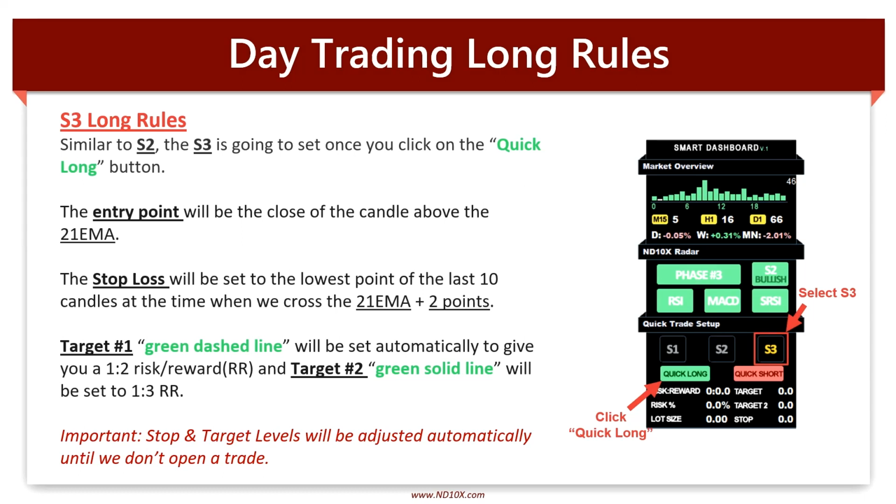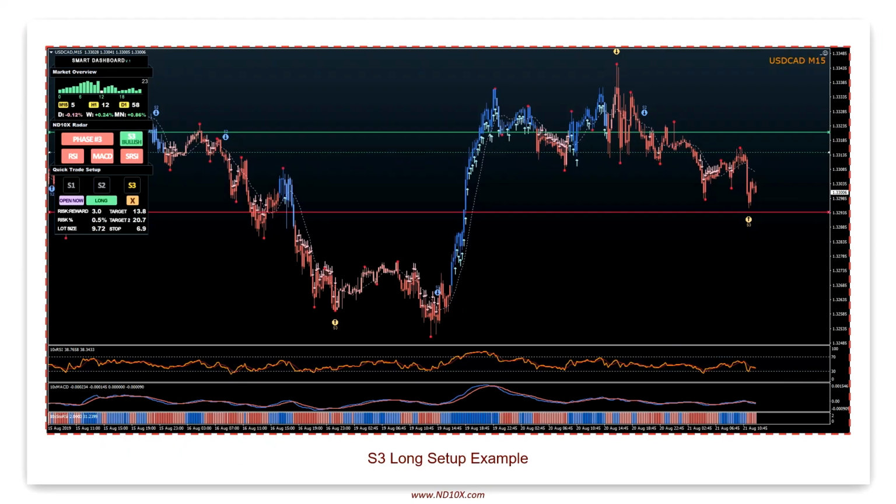Important: stop and target levels will be adjusted automatically until we open a trade. So over here, once we click that Quick Long, we don't see the entry point, but the entry point would be a close above that 13 EMA. We are using that low plus 2 points as our potential stop loss. Of course, if price moves lower, we are going to adjust that. And because we are adjusting the stop loss, take profit will always adjust to give you 1 to 2 risk reward for take profit 1 and 1 to 3 risk reward for take profit 2.